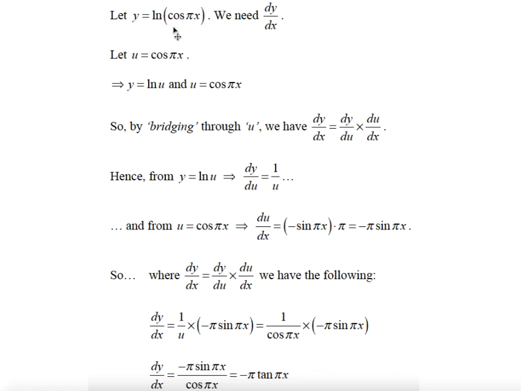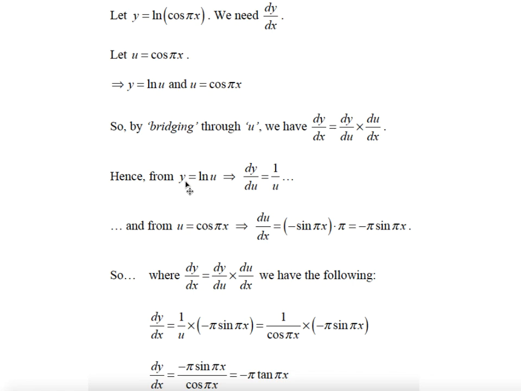So let's let u equal that, and that reduces this to two components. Now y is equal to ln of u, because you made that choice, and further to that, u is equal to the cosine of pi x. Once you've got these two, this is your bridge between the two through u. If you can get dy du, because you can pretty easily, and if you can get du dx, then the chaining, if you will, through du allows you to pick up dy dx. That's how this whole thing works.